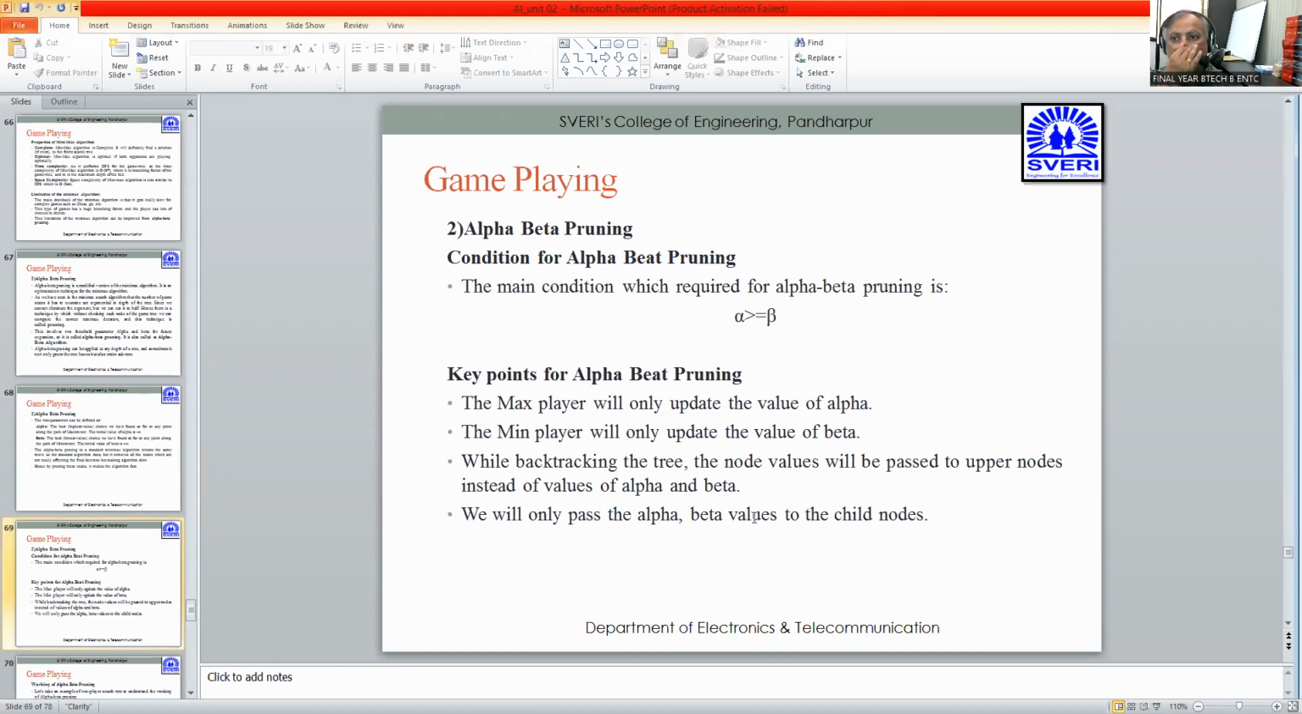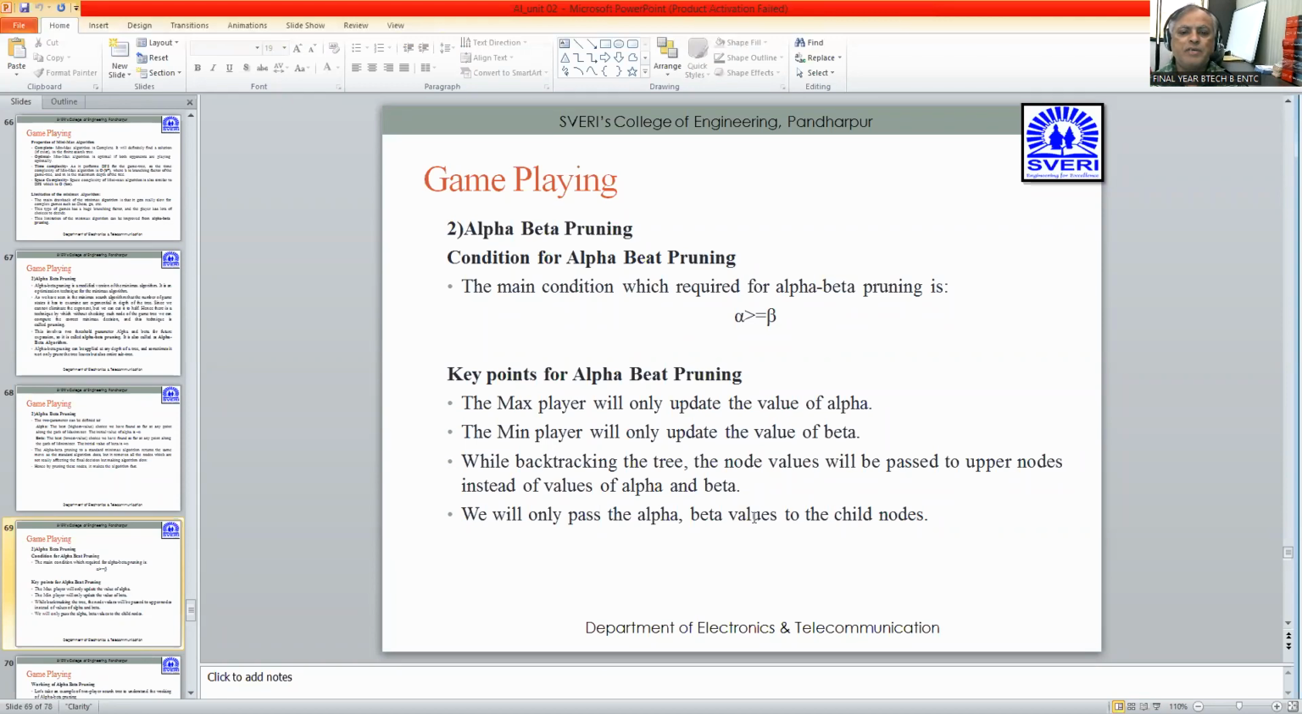Now what is the condition for alpha beta pruning? The condition is that alpha should be greater than or equal to beta. So what is alpha? It's minus infinity. What is beta? It is plus infinity, right? So the values range between minus infinity and plus infinity. When this condition is followed, then we say that it is alpha beta pruning.